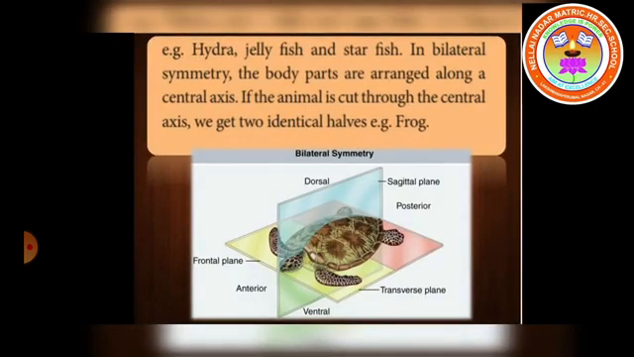Next we will see about bilateral symmetry. In bilateral symmetry, the body parts are arranged along the central axis. If the animal is cut through the central axis, we get two identical halves. Is it clear? So when the animal is cut through the central axis, we get two identical halves. Such organisms are called bilateral symmetry.